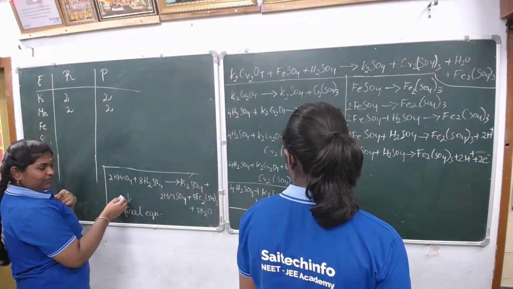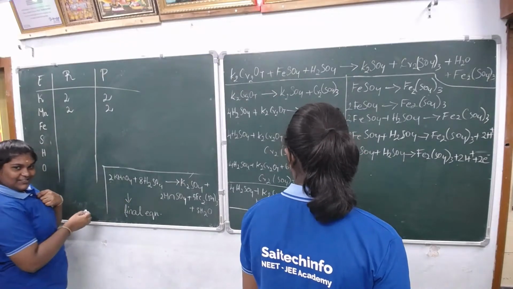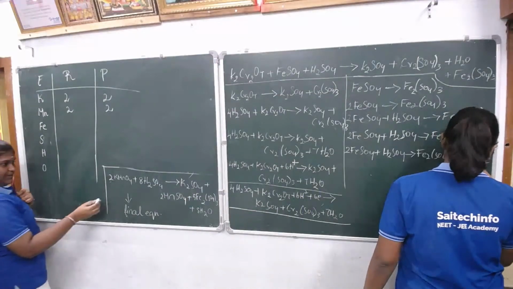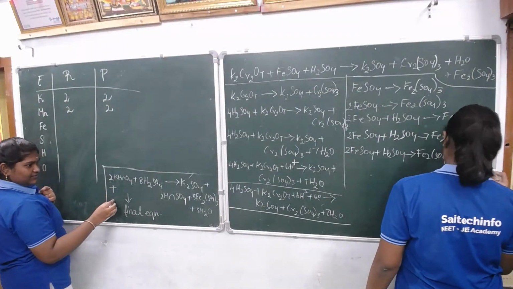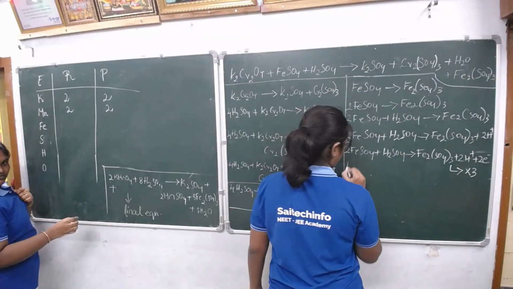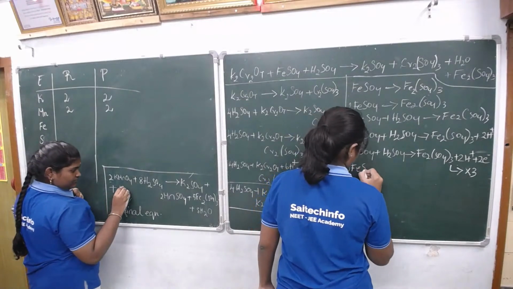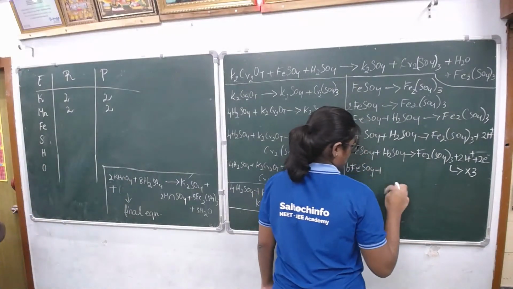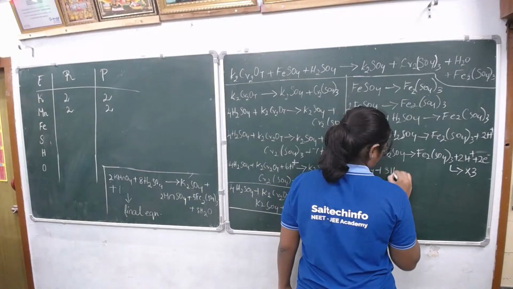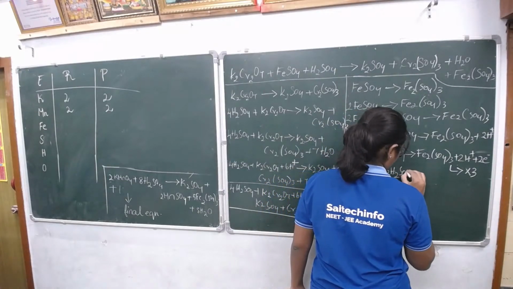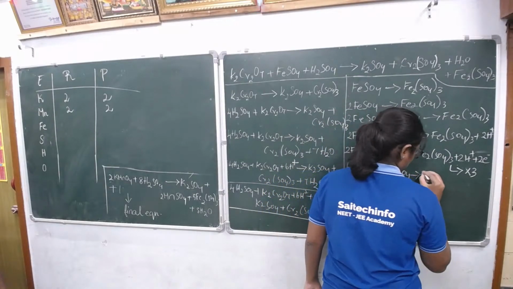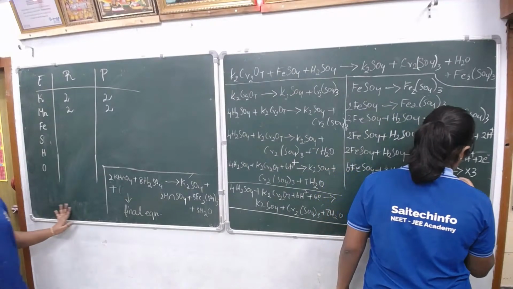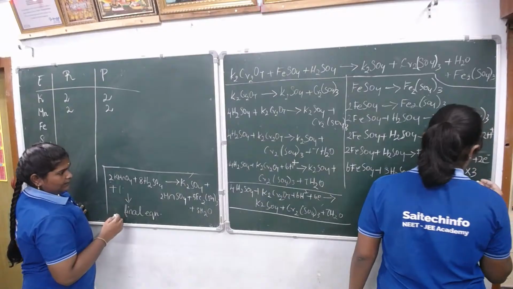There's no Fe on the reactant side. You have not written plus Fe. 10 FeSO4. You have missed that when you combine these two. Nobody has noted it. Write down 10 Fe, 10 FeSO4.